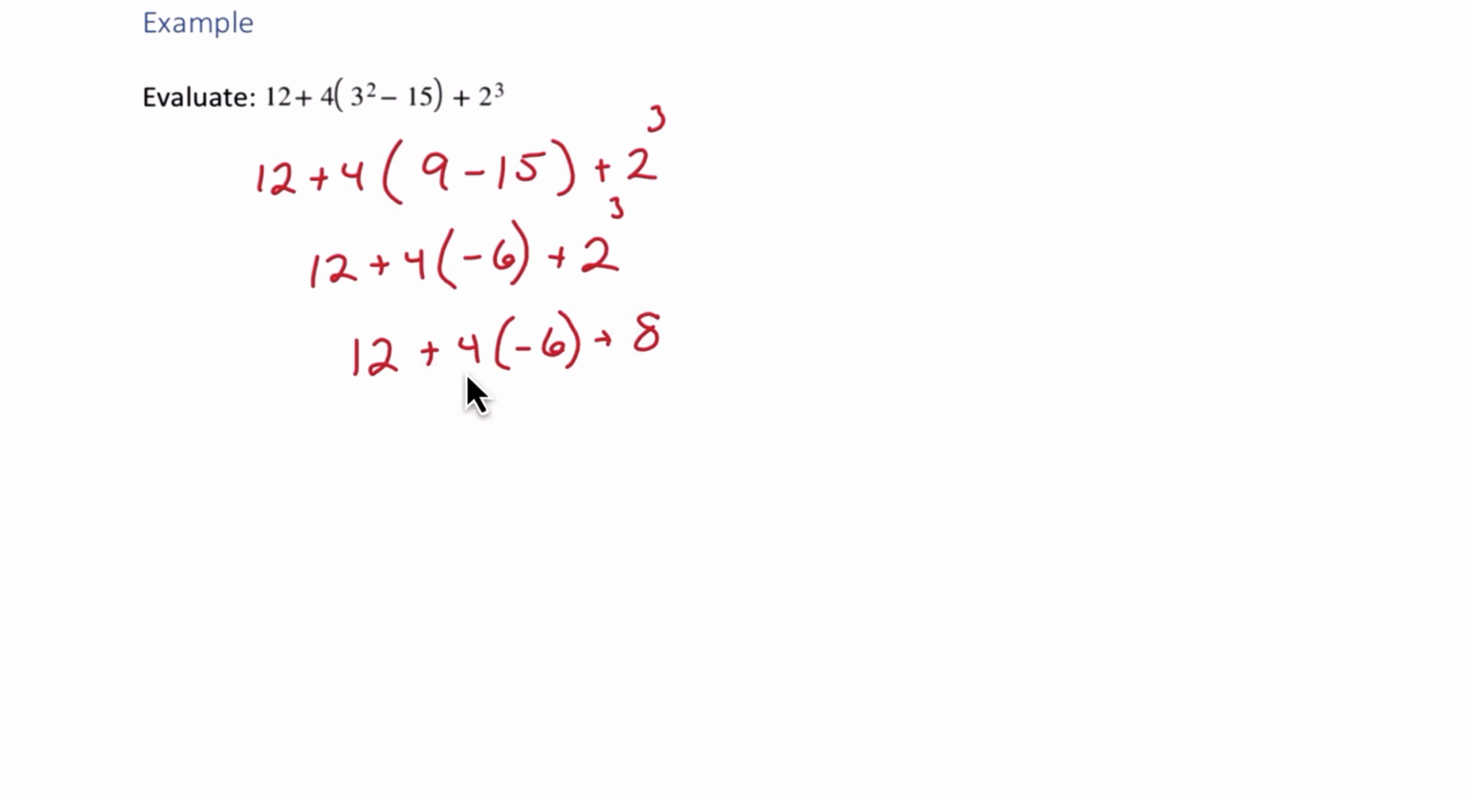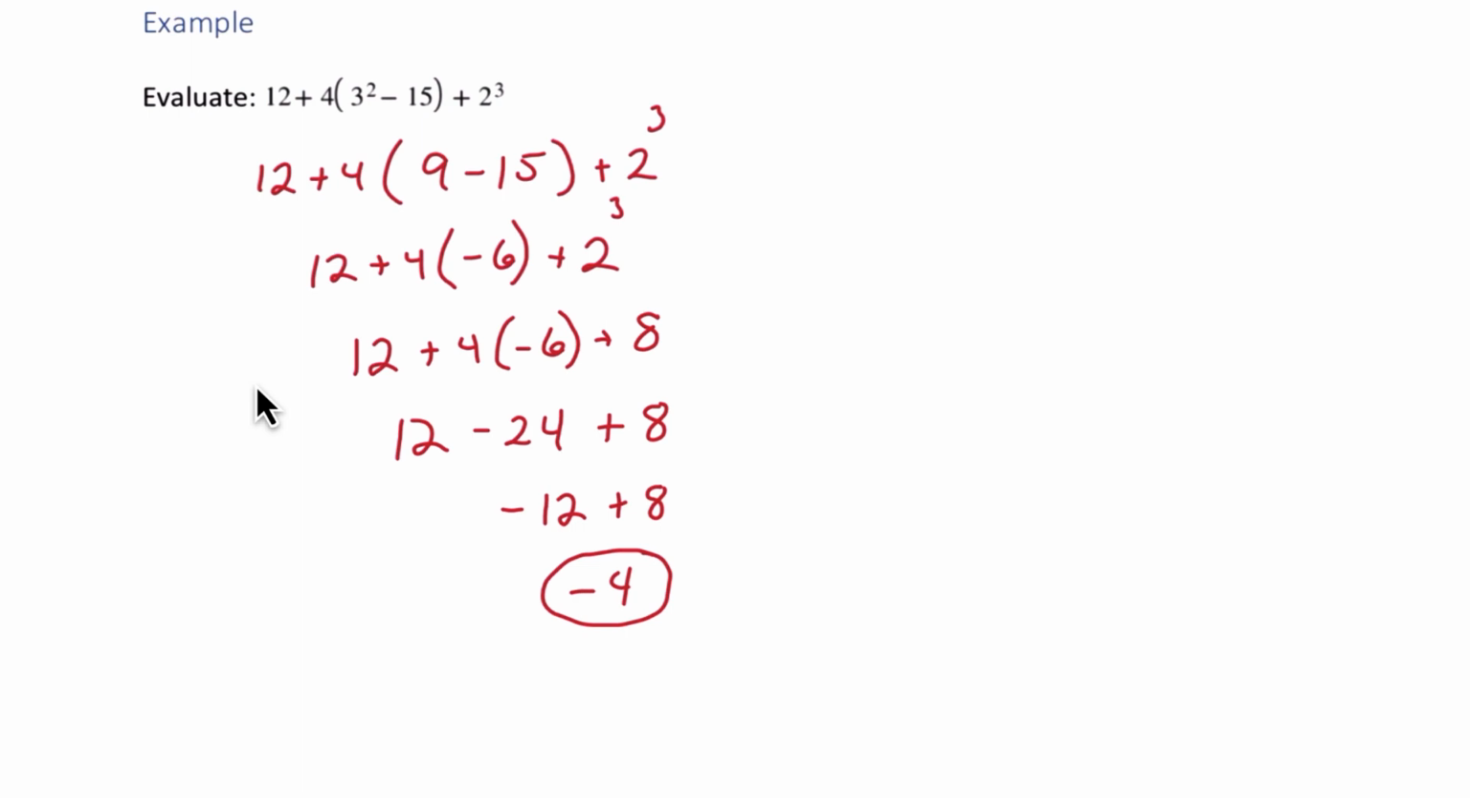Now we have addition, and 4 times negative 6 plus 8. Next, we need to take care of the multiplication. 12, 4 times negative 6 is negative 24. Bring down the 8. Now we have addition and subtraction. We'll go in order from left to right. 12 minus 24 is negative 12 plus 8. Negative 12 plus 8 is negative 4.